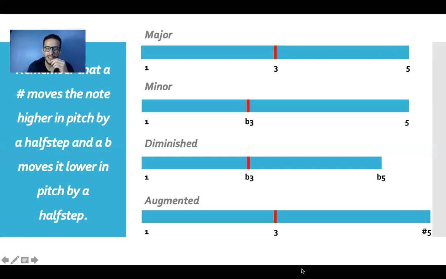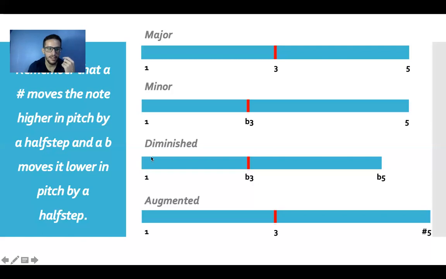Okay, and in augmented, again, here you have the 3 is parallel to the 3 right here, but then the 5 is not going to be the same as this because it's a sharp 5. And what does the sharp do? It increases the note by half a step. Okay, so this is 1 and 5, and this is 1 and sharp 5. So the distance between 1 and sharp 5 is bigger than the distance between 1 and 5.